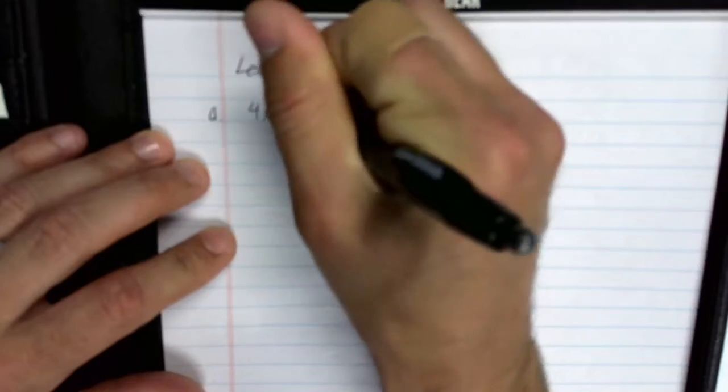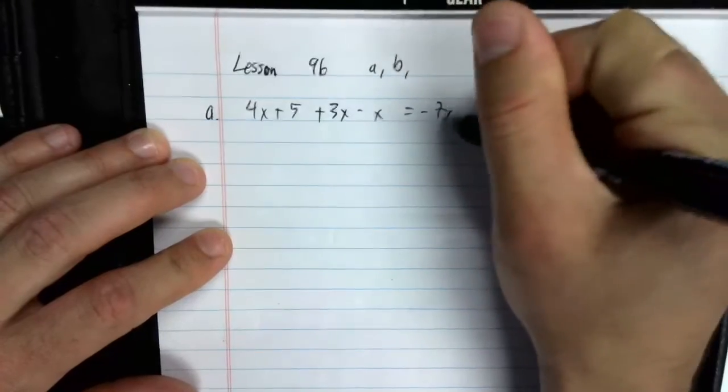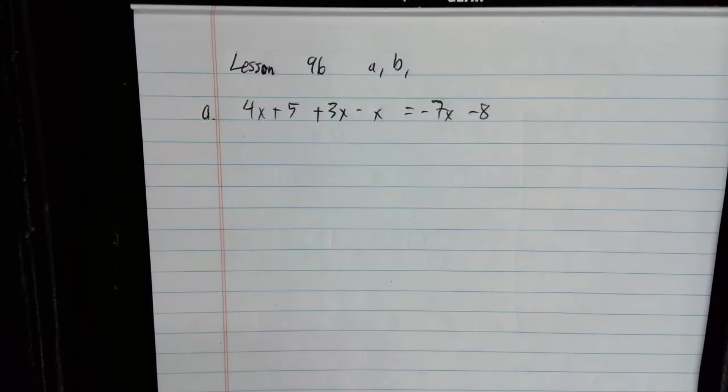4x plus 5 plus 3x minus x equals negative 7x minus 8. Okay, so we talked about this last week. There were no distributive property problems in lesson 96. That wasn't until 103, so we'll only see that during our quizzes review today. Okay, so you guys can get the whiteboards out. If you'd rather work on paper, that's fine too.